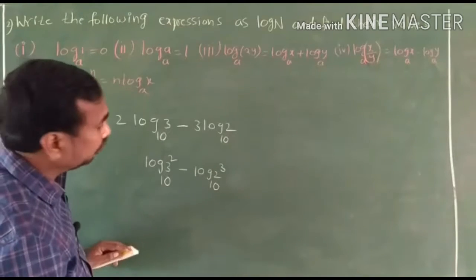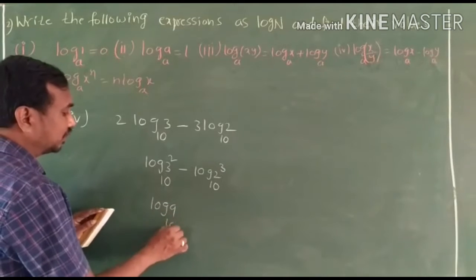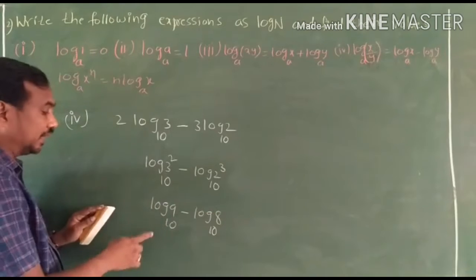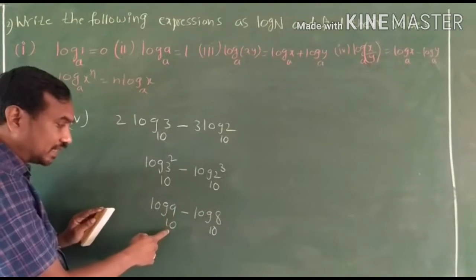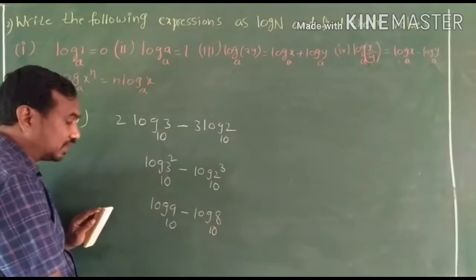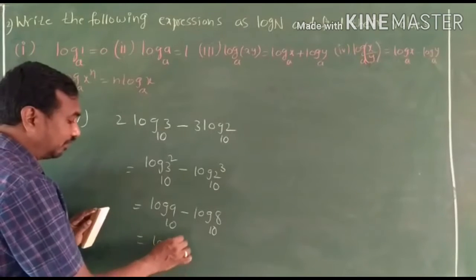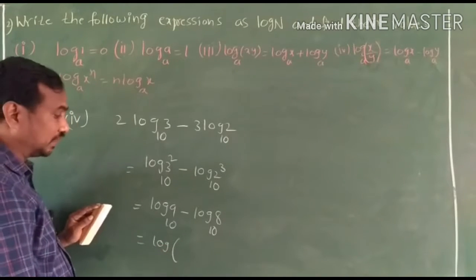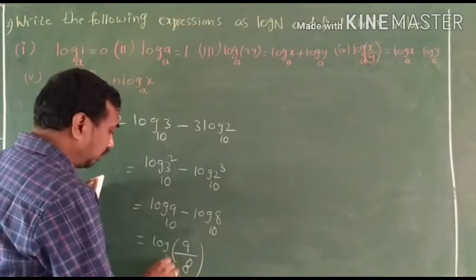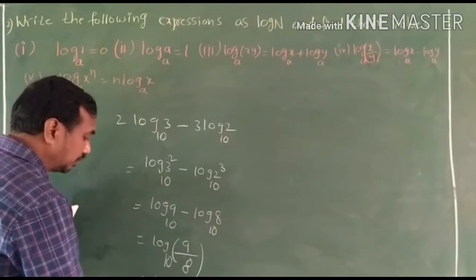Okay, now log 3 square means log 9 to the base 2 minus log 8 to the base 2. Again it is in the form of log x to the base a minus log y to the base a. Log x to the base a minus log y to the base a means which is equal to log x by y to the base a. Okay, so that is log 9 by 8.